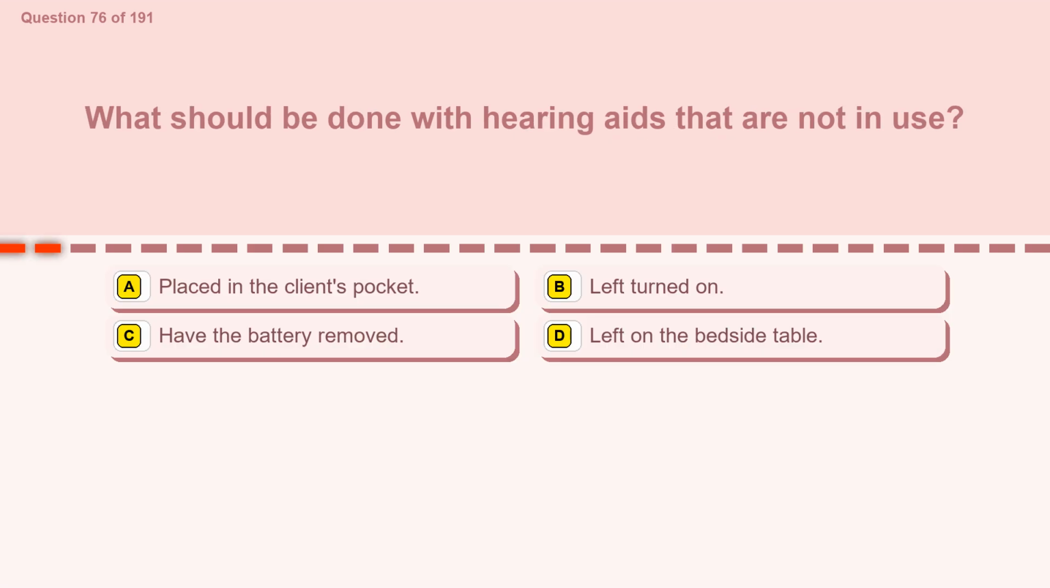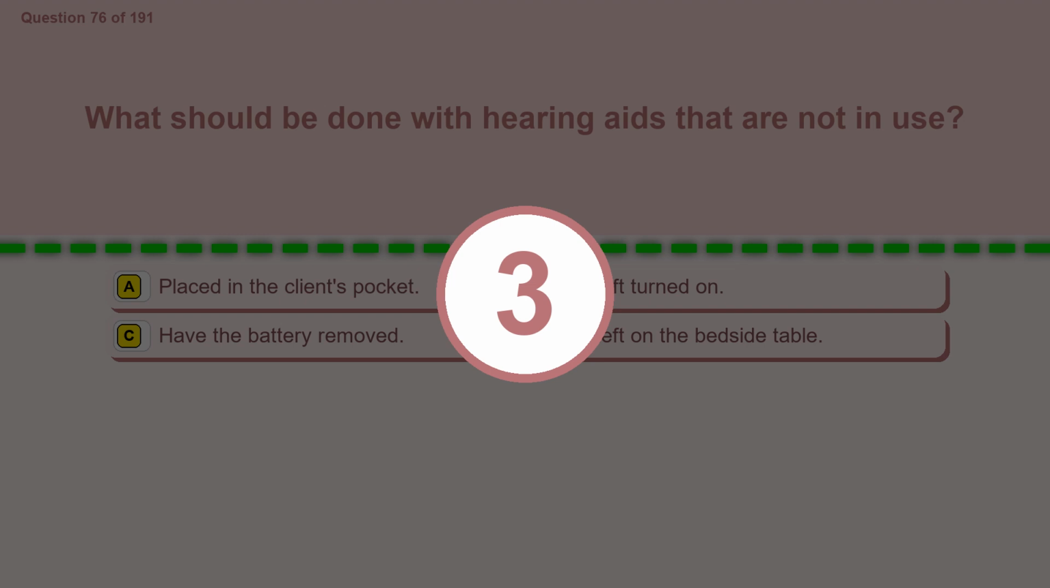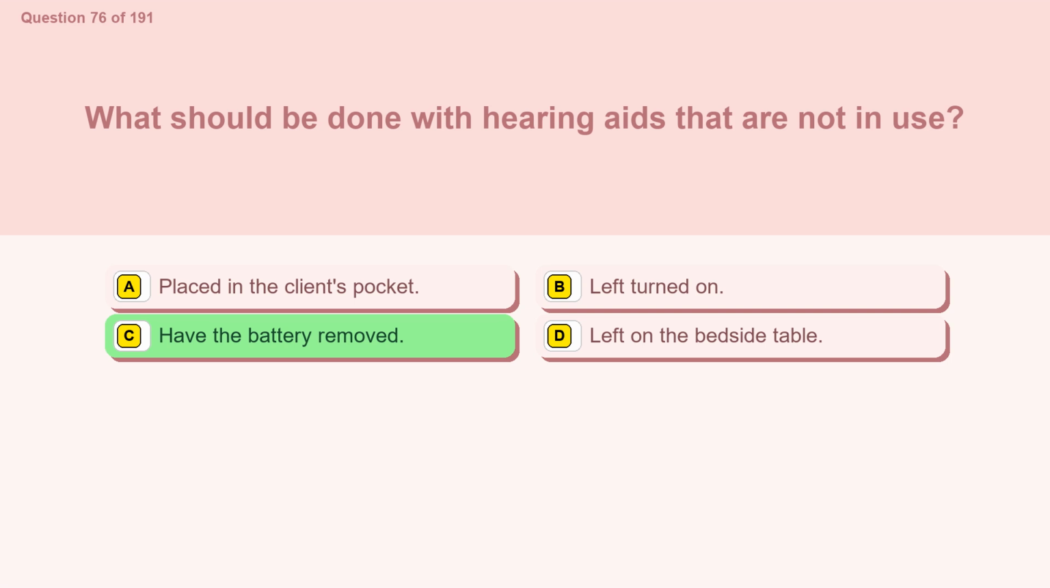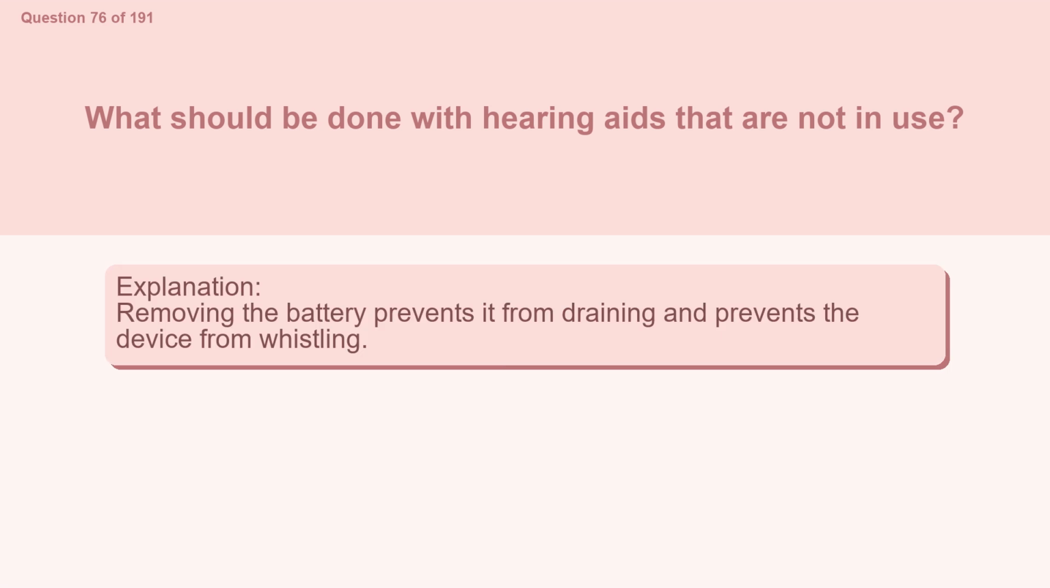Question 76. What should be done with hearing aids that are not in use? Option A, placed in the client's pocket. Option B, left turned on. Option C, have the battery removed. Option D, left on the bedside table. The correct answer is option C, have the battery removed. Removing the battery prevents it from draining and prevents the device from whistling.